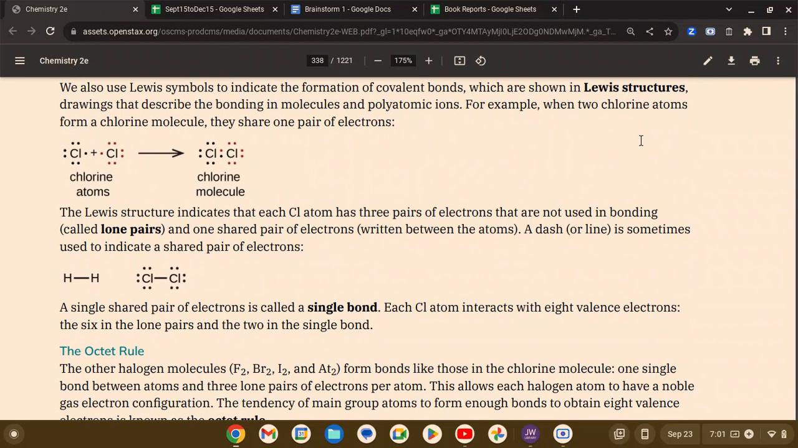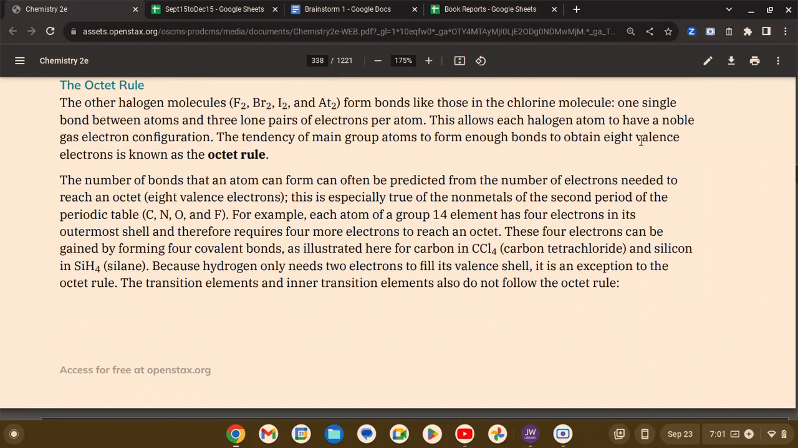A dash or line is sometimes used to indicate a shared pair of electrons. A single shared pair of electrons is called a single bond. Each chlorine atom interacts with 8 valence electrons, the 6 in the lone pairs and 2 in the single bond. The octet rule: the other halogen molecules form bonds like those in the chlorine molecule, 1 single bond between atoms and 3 lone pairs of electrons per atom. This allows each halogen atom to have a noble gas electron configuration.